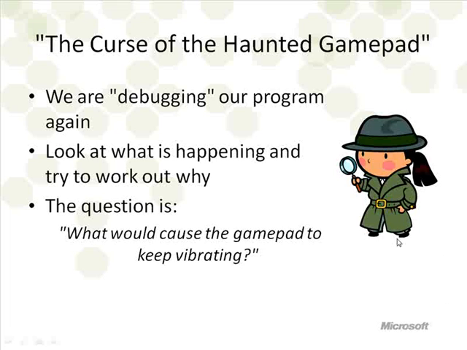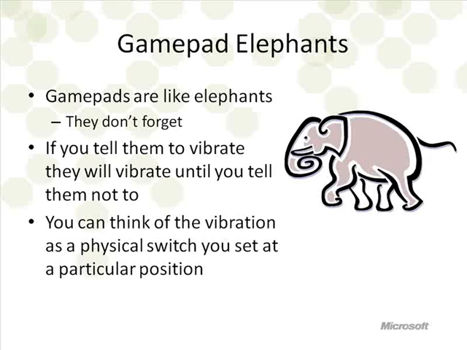We've got our little figure with its magnifying glass, and we're trying to figure out why the gamepad isn't stopping even though the color is no longer too bright. What would cause it to keep vibrating? The answer actually is not terribly surprising. Gamepads are a bit like elephants. They don't like buns particularly, although I'm not sure whether elephants like buns either. I've never been able to check that particular theory out.